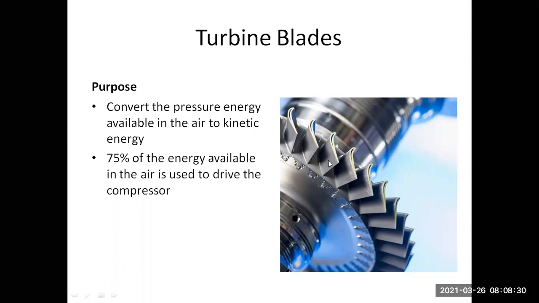The energy, that is 75% of the energy which is available from the air, is used just to drive the compressor. This is a DGCA question. The DGCA will ask what amount of the energy is used for driving the compressor. So 75%, whatever energy is produced in the combustion chamber, is just used to drive the compressor. Beta, this energy is used only to drive the compressor.